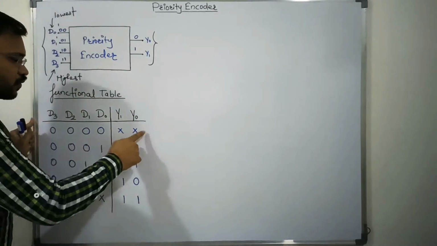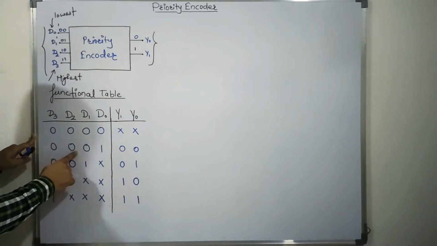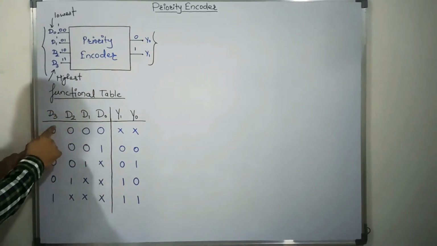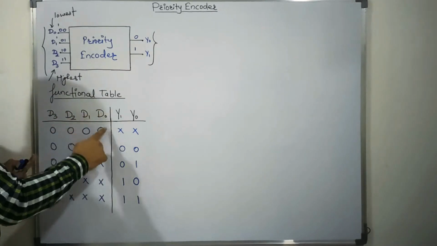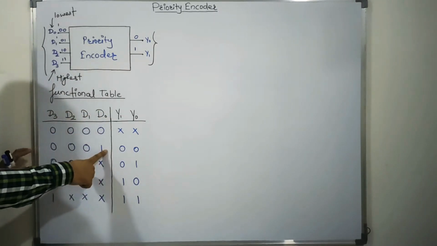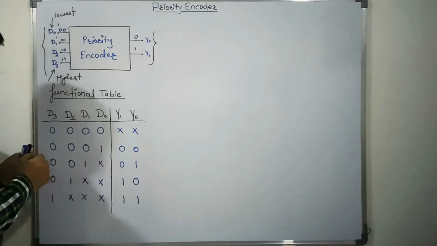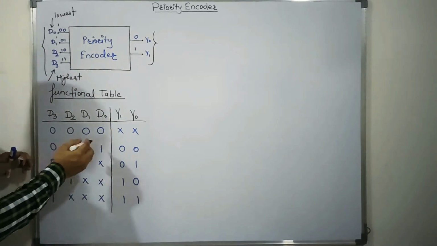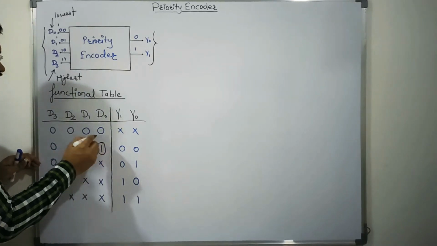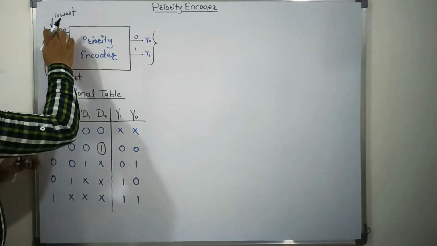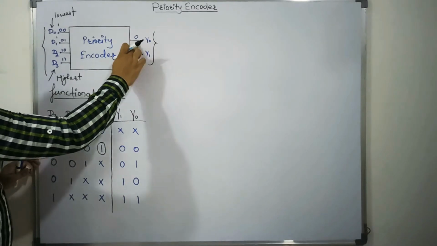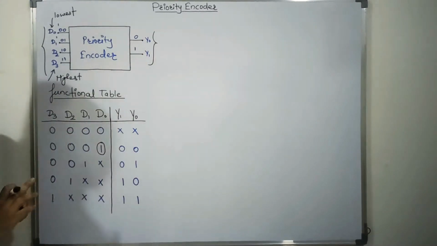So this is your don't care condition. Next is 0 0 0 1. In this case, suppose D3 is 0, D2 is 0, D1 is 0 and D0 is 1. So D0 has the highest priority, and that's why the value here is 0 0.